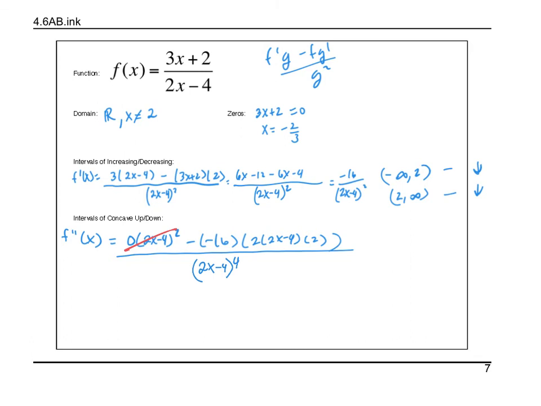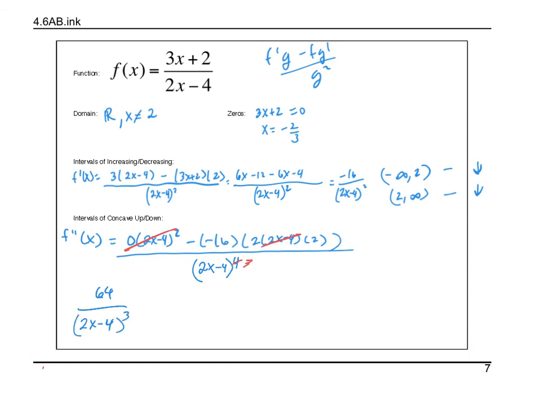Before I go simplifying, I need to acknowledge that there's a factor of 2x minus 4 in both places. So I can cancel it from the top and reduce my 4th power to a 3rd power, which is an odd power. And that's significant here. So now I'm going to clean up the numerator, what's left of it. I have a negative 16, so positive 16 times 2 times 2. So I have 64 over 2x minus 4 cubed.